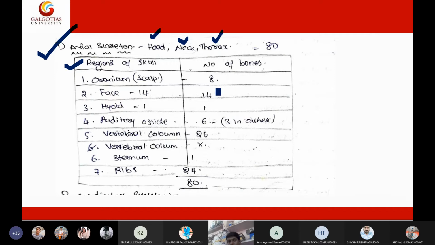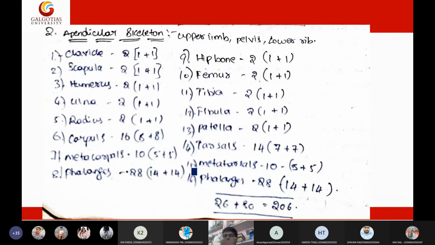8 cranial bones, 14 facial bones, 1 hyoid bone, 6 ossicles, 26 vertebral bones, then 1 sternum and 24 ribs. So this is the count of the axial skeleton.